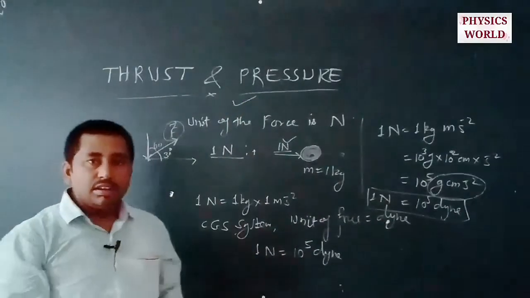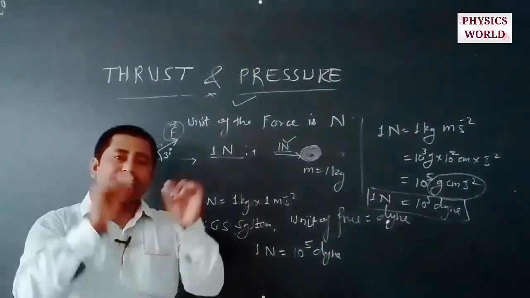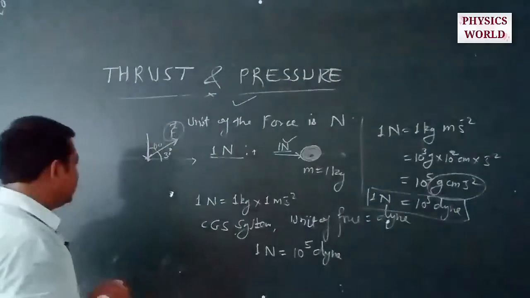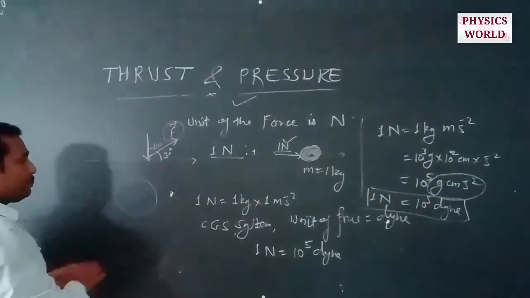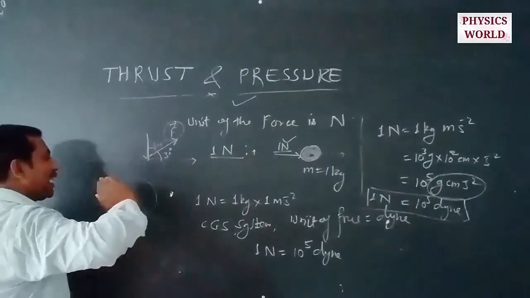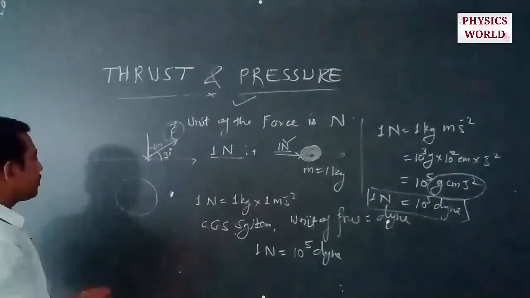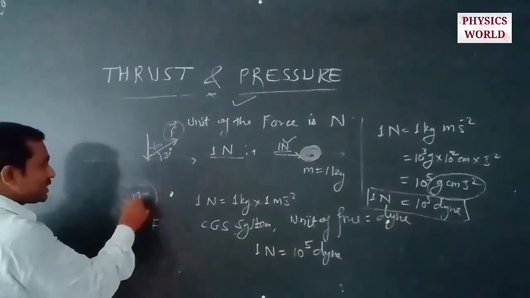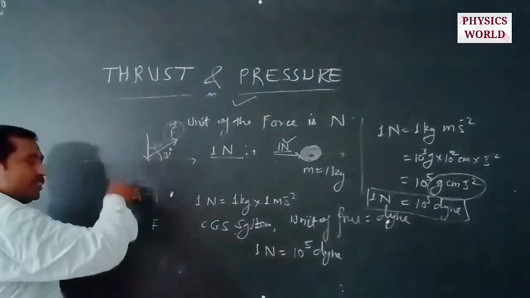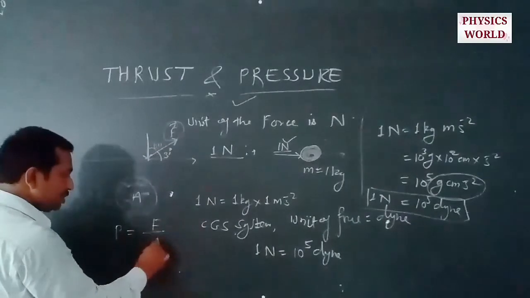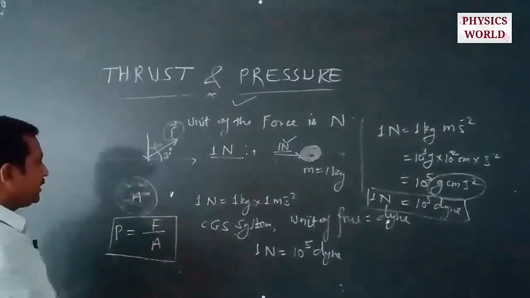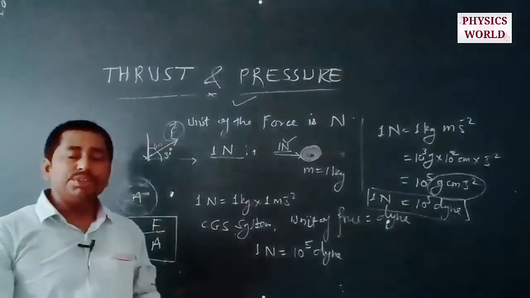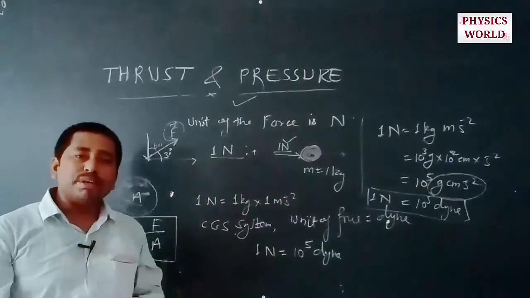What is pressure? Suppose that thrust is acting on any surface, and consider the area of the surface on which the thrust is acting. If this is the particular area on which our hand applies some thrust, okay, so the amount of thrust is F and the area on which this thrust is applied is A, then the pressure applied on this surface can be defined as the thrust per unit area. So pressure can be defined as the thrust per unit area, or force per unit normal area, is known as pressure.